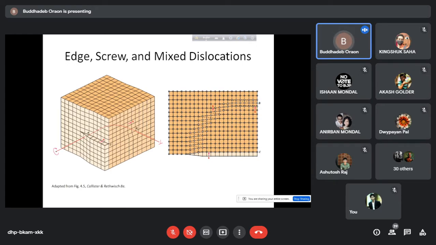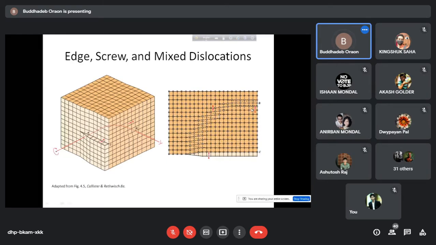Now, there can be possibilities that both edge and screw dislocations may occur. So that will be a complicated one, and there will not be a simple line, but the dislocation regions will have some curvature like this. So this is the region where the deformation has taken place, where both your screw dislocation as well as edge dislocation are there. It is slightly difficult to visualize. So screw dislocation is taking place like this.